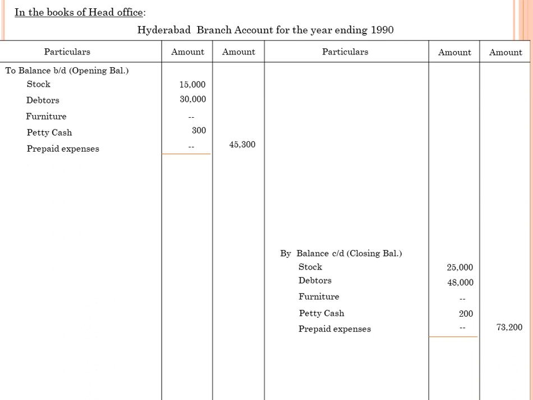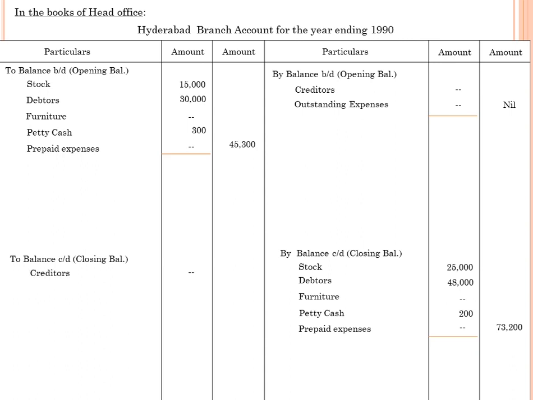Next, in credit side by balance brought down, opening balance of liabilities, creditors we don't have any value, outstanding expenses we don't have any value, and total nil. And liabilities at the closing, to balance carried down, closing balance of liabilities, creditors nil, outstanding expenses nil, and find the total nil. So now we posted opening as well as closing assets; opening liabilities and closing liabilities we don't have any values. Now we move on to the debit side.